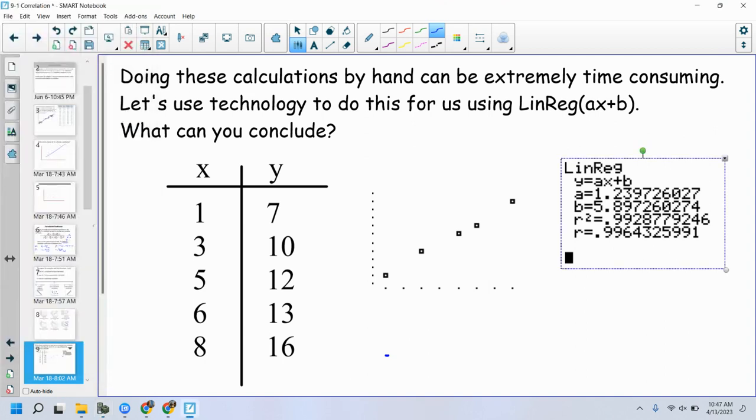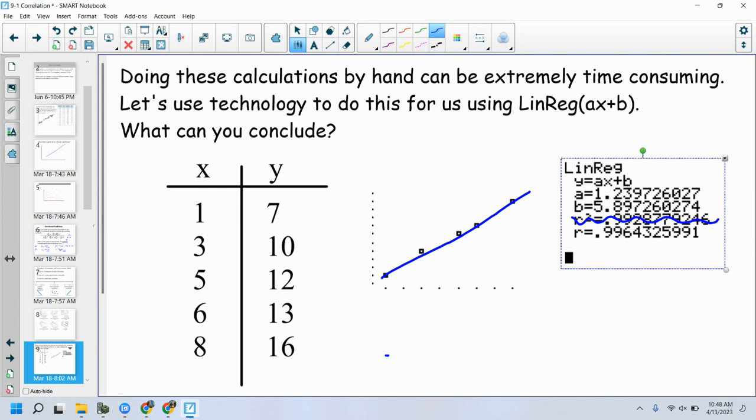What do you notice about your R value? First of all, I don't care about my R squared value for the linear regression. What do you notice about your R value? Close to one. It's very close to 1, 0.996, which makes sense because this is a very good linear regression. 0.996 is to be expected.